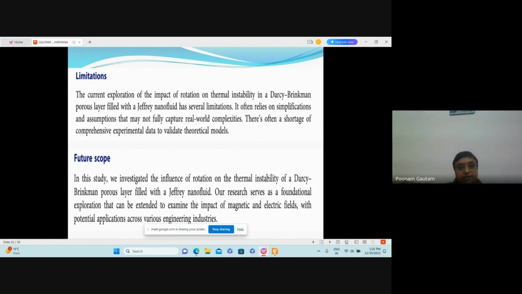Future scope. In this study, we investigated the influence of rotation on the thermal instability of a Darcy-Brinkman porous layer filled with the Jeffrey nanofluid. Our research serves as a foundational exploration that can be extended to examine the impact of magnetic and electric fields, with potential applications across various fields.